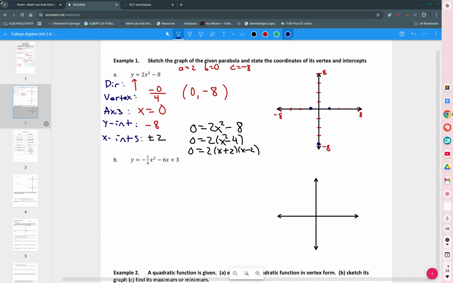I plot the negative 8. Parabola goes up. It's nice and steep. There we go.